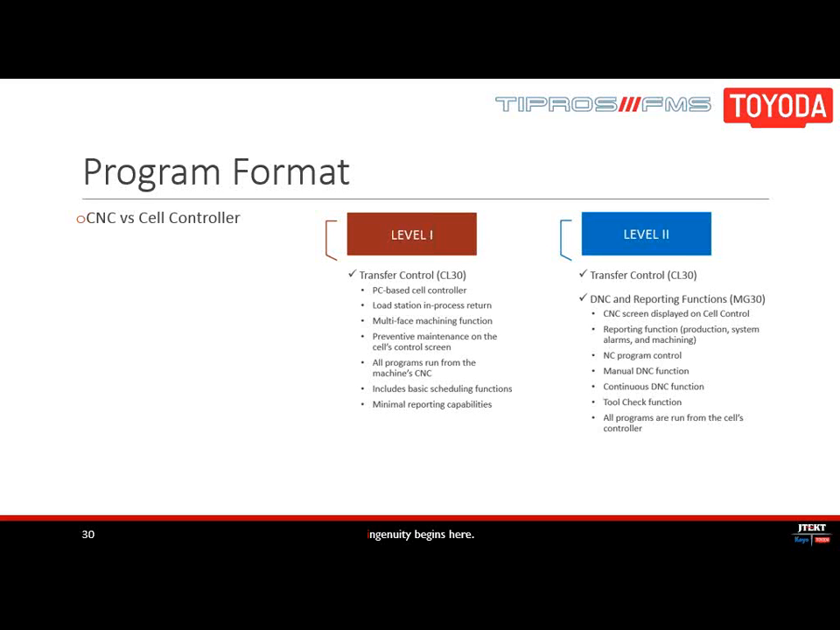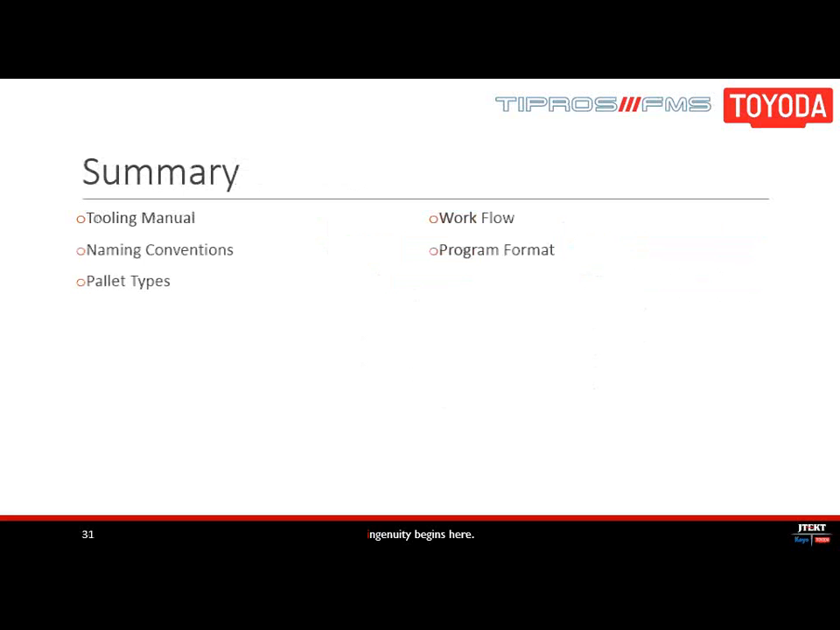So if you were in our first webinar session, you'll recall our discussion about cell controller software. Level 1 runs all the programs from the machine's CNC controller, while level 2 and above will run the program that is downloaded from the cell controller. We can go into much greater depth regarding the program format, but we can save that for later, depending on our time. So, in summary, that does wrap up our second episode on software.